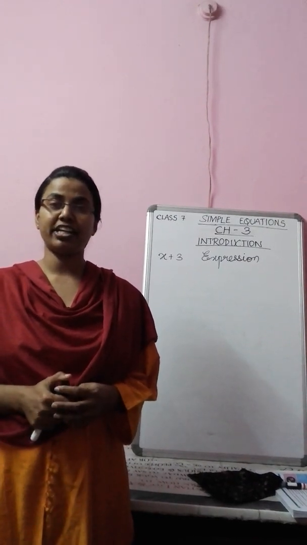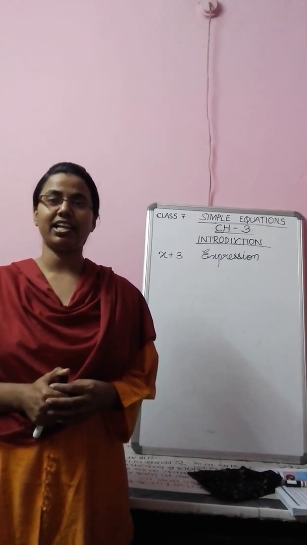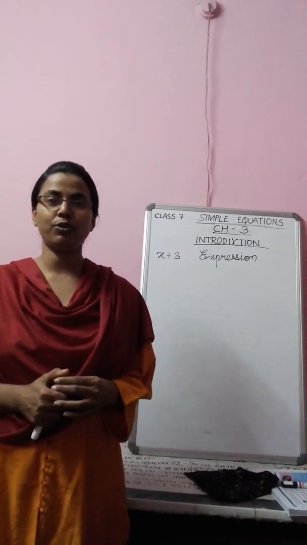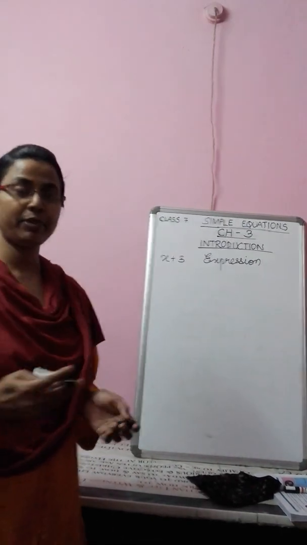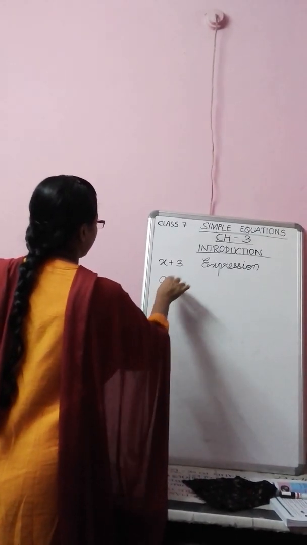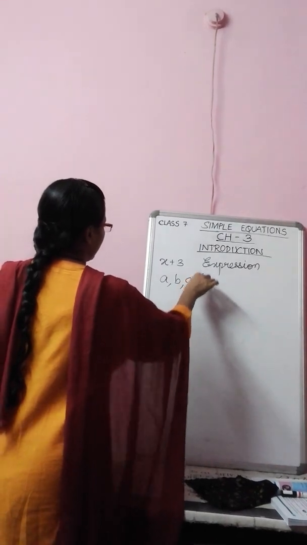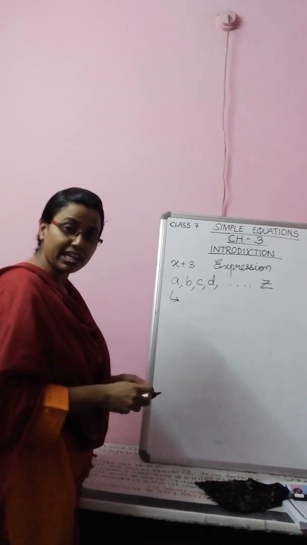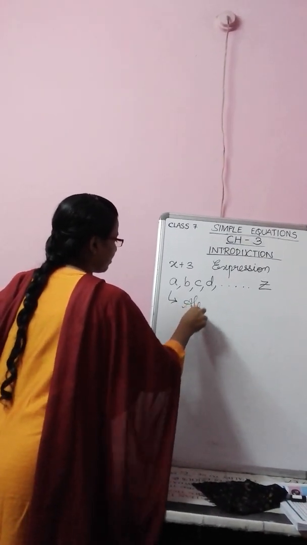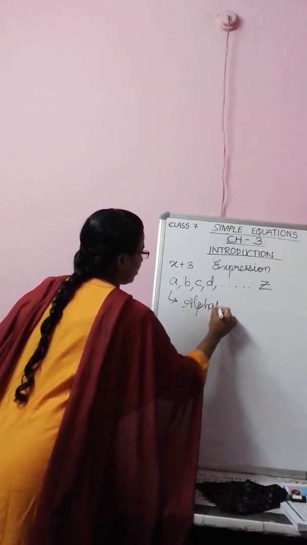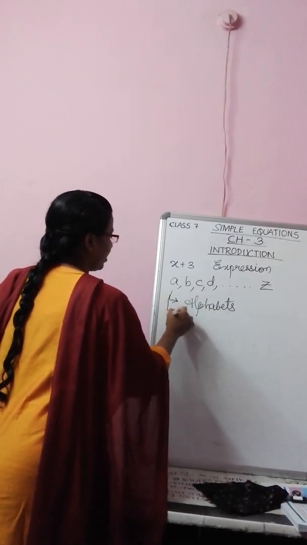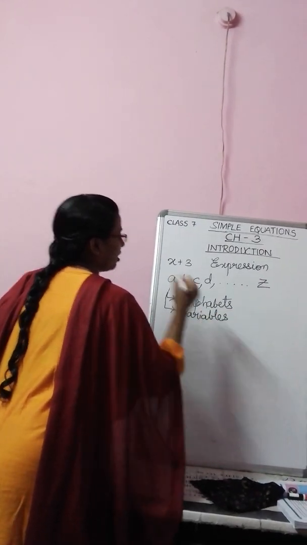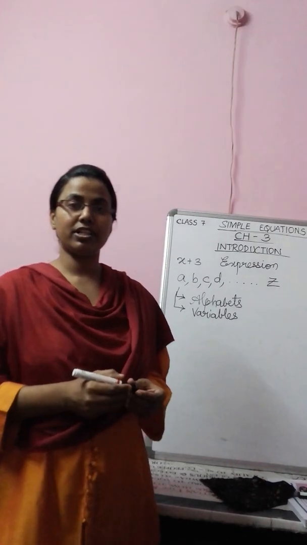Now, don't get worried listening to these terms, variable and constant. In English, you know alphabets. Do you know? Yes. So now tell me what are the alphabets? A, B, C, D, and so on up to Z. All these, in English, you call them alphabets. In mathematics, we call them variables. What do we call them? We call them variables.